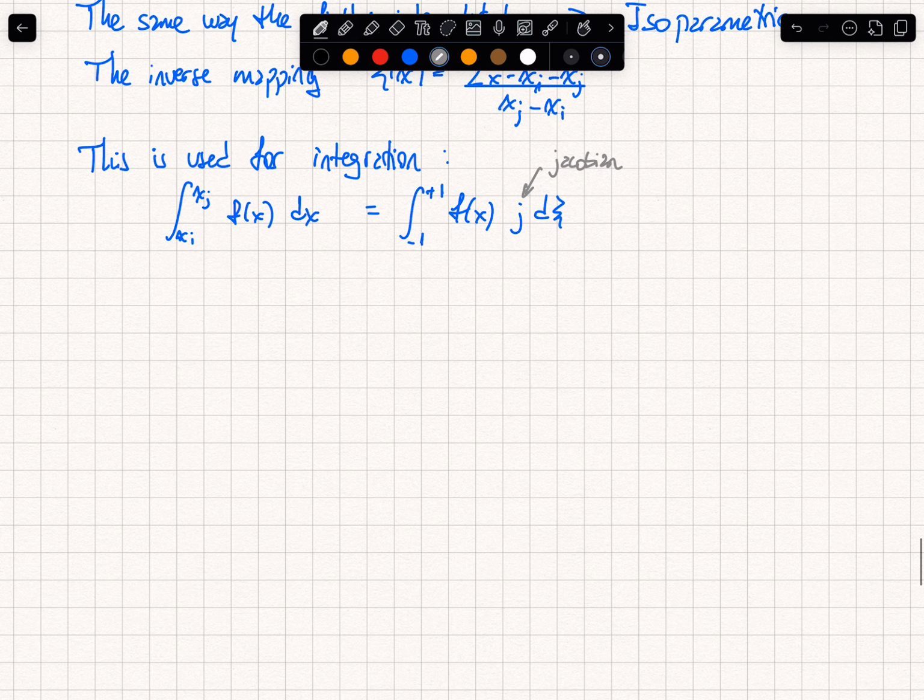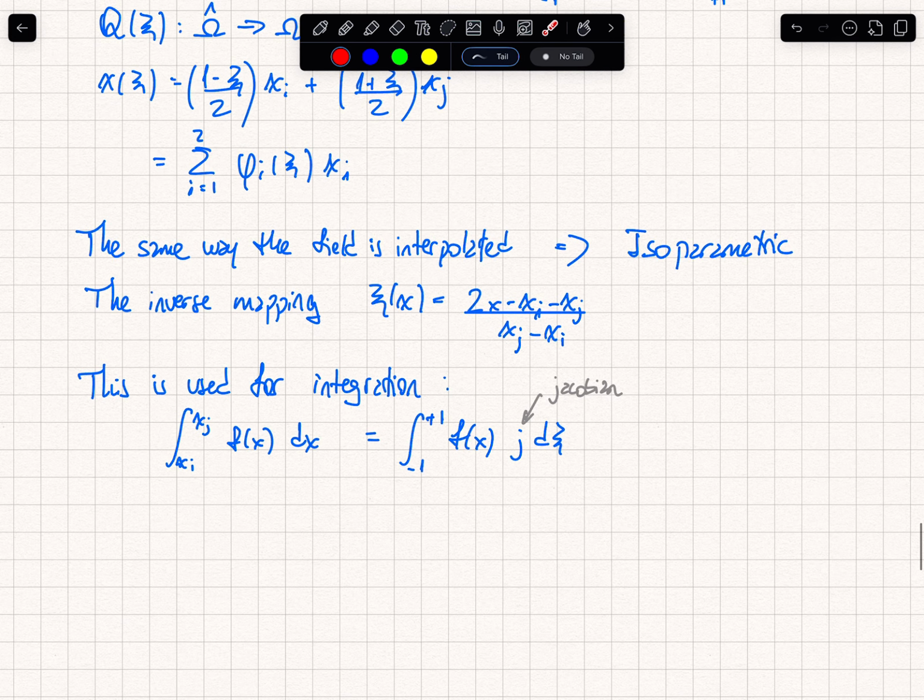Okay? Now, isn't it f of eta? f of xi? No, it's still f of x. We're still integrating that function. And we're going to see this with an example of the stiffness matrix, because in that stiffness matrix, remember that we are going to be using these functions.